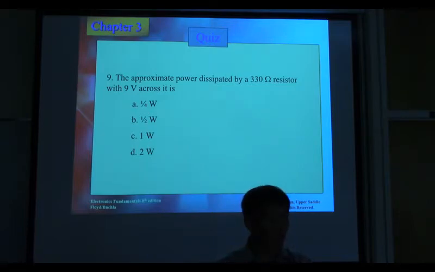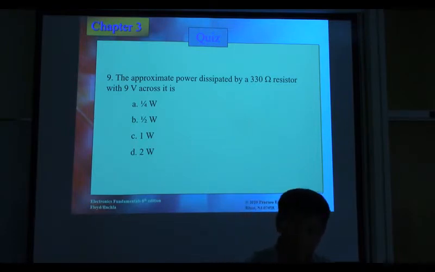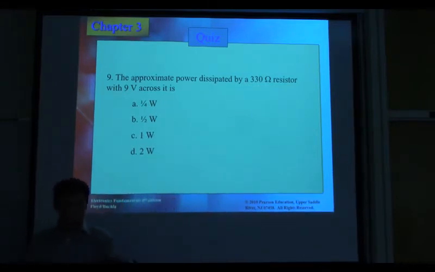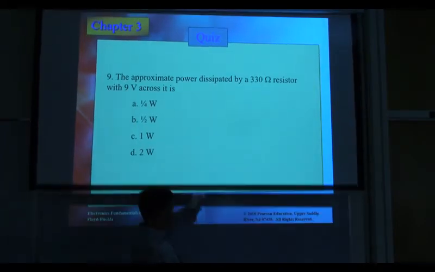V squared over R. This one is exactly the same as the last one: voltage squared over R. Everybody get this? Yes, sir. I don't get it. I will check in your midterm if you get this wrong. I would like to answer questions. It's not too late at this time to ask questions. It will be late in the test on Tuesday.